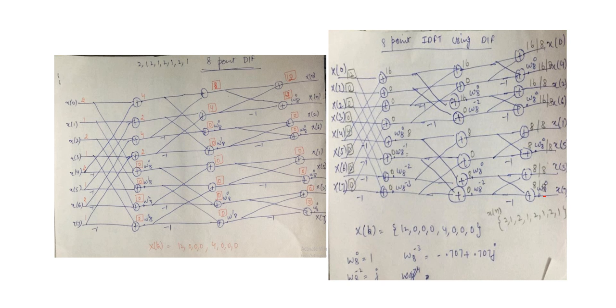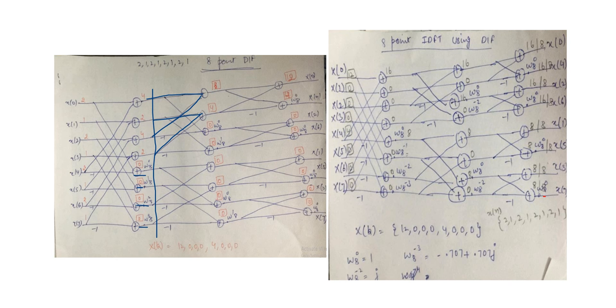This is the completion of the first stage after multiplying with the twiddle factor. We know all zeros multiplied with the twiddle factor remain the same. In the next stage, this 4 is coming and from here 4 plus 4 is 8. This 2 is coming and from here 2 is coming, 2 plus 2 is 4.